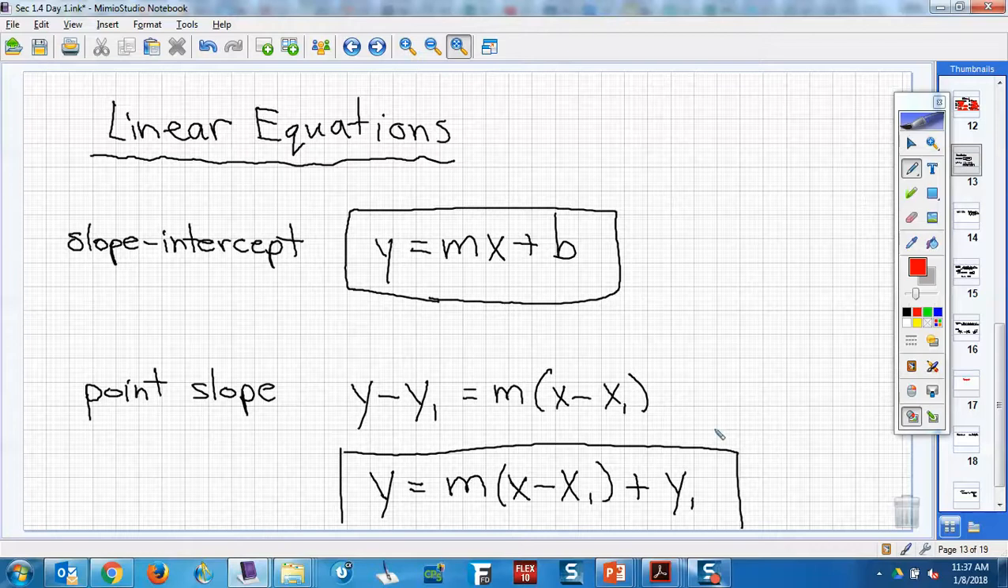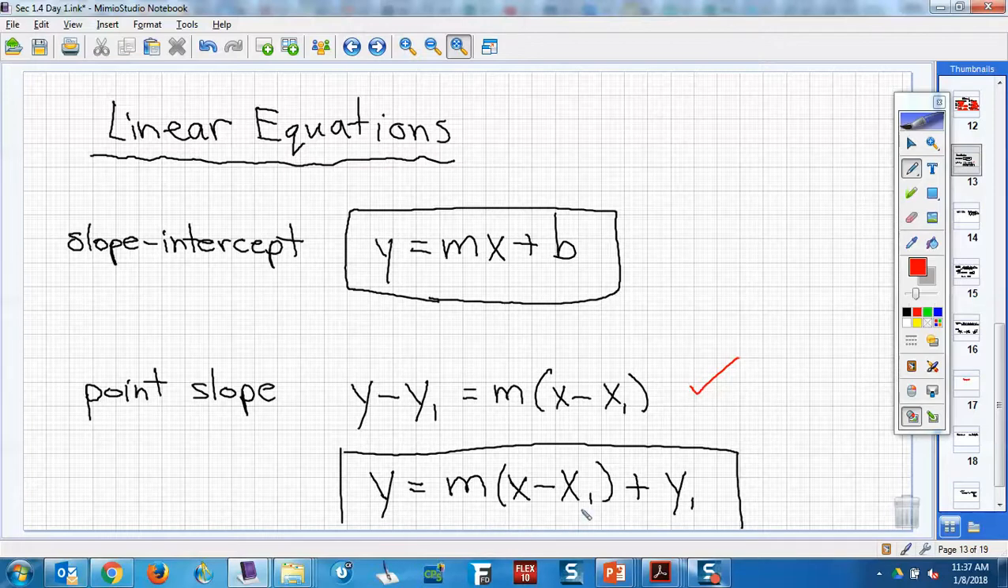So just a reminder, and I think Mrs. Andreessen does the point slope form the bottom way. I think you guys did this in Algebra 2 for point slope form. A lot of books have point slope form written this way, but Ms. Andreessen and I a long time ago decided it's much better to just add that y1 over to the other side and write it this way. Does this bottom one look familiar to you? Okay.